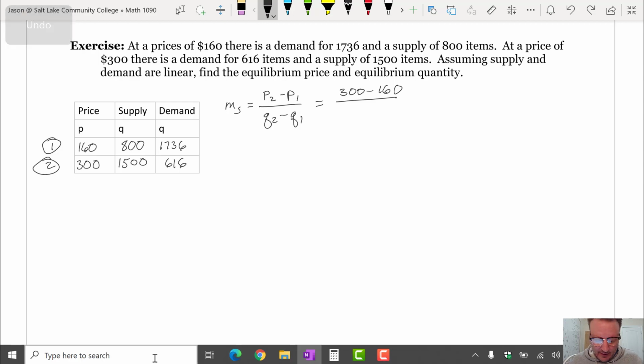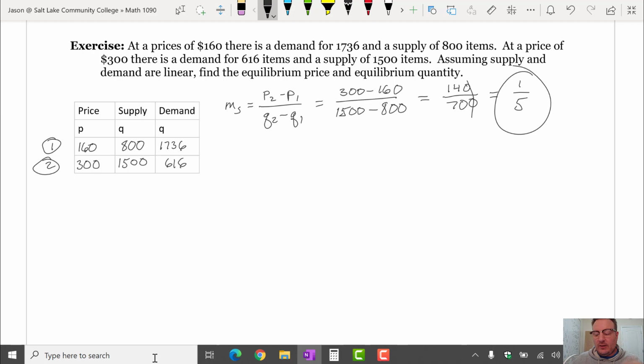Okay. So Q2 is 1500 and Q1 is 800. Okay, 300 minus 160 is 140. 1500 minus 800 is 700. I can divide out a factor of 10 in both numerator and denominator. 14 and 70 are both divisible by 7, and I get 2 over 10, which is the same as 1 over 5. So the slope of the supply curve, it's positive, that's a good thing, and it's 1/5.